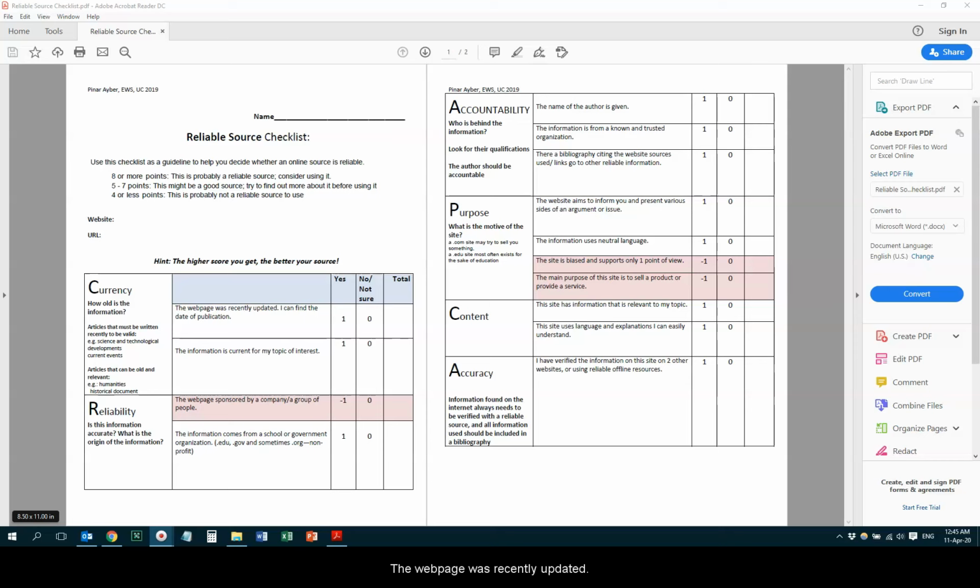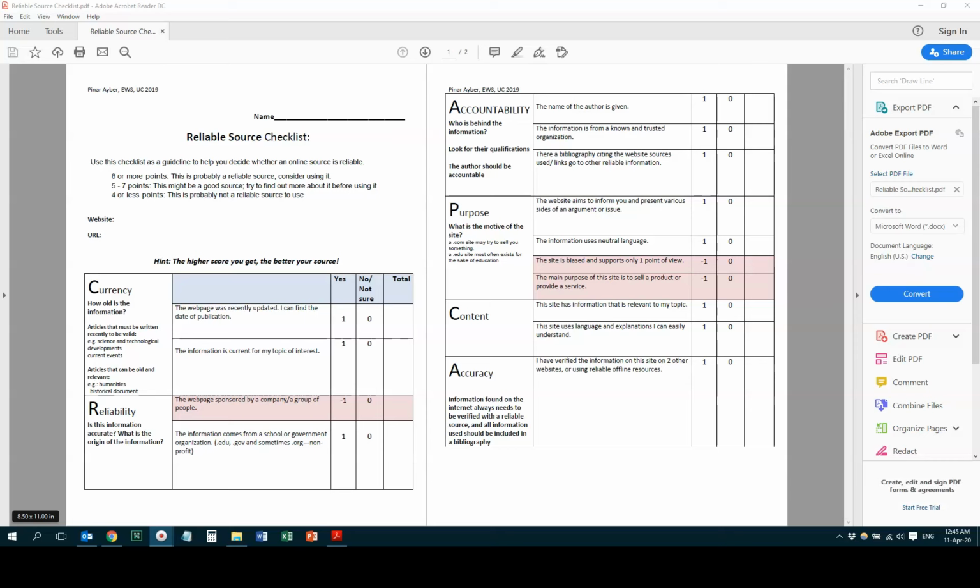There are 2 lines for currency. The web page was recently updated, and I can find the date of the publication, and you would select either yes or no with your total. And the information is current for my topic of interest, yes or no. If you can't find the date of the publication, that doesn't necessarily mean that the information is not current. You would need to possibly compare that information with other articles to make sure that it is correct or that it is up to date.